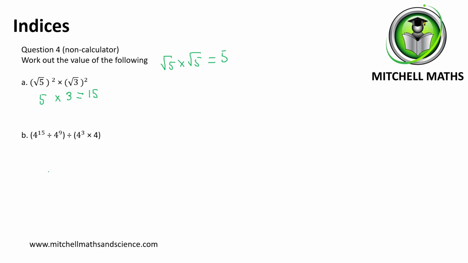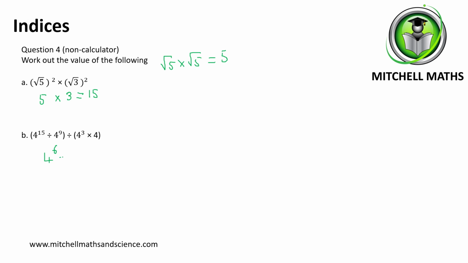And part B. You can see there's some brackets involved, and if you think back to BIDMAS, you always work out the brackets before anything else. In the first bracket, we've got 4 to the power of 15 divided by 4 to the power of 9. Well, we've already done this: when you divide powers, you subtract them. So that's 15 take away 9, which leaves us with 4 to the power of 6.